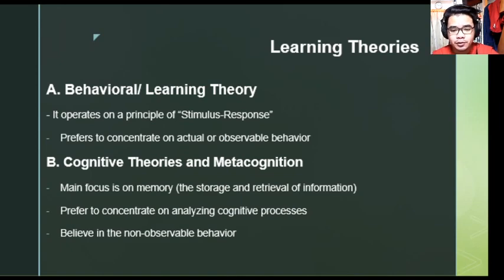So, prefer to concentrate on analyzing cognitive processes. So, when you're asking them questions and then you're giving them thought-provoking questions, that is the focus of cognitive theory. Believe in non-observable behavior. So, as I have mentioned, the main difference is that behavioral learning theory would believe that learning happens when there's an observable behavior that can be manifested by the learner. But for cognitive theories, it believes that not all learning can be observable. There are non-observable behavior that we can still classify as learning.